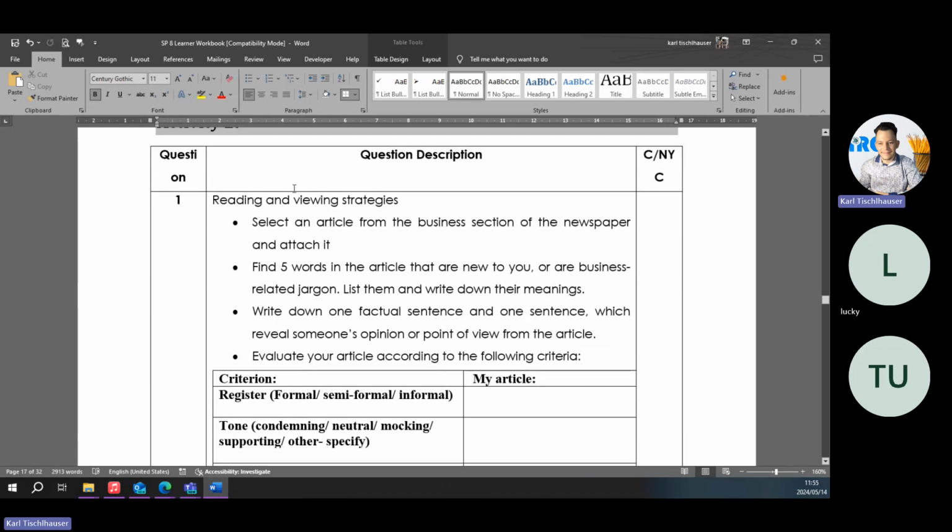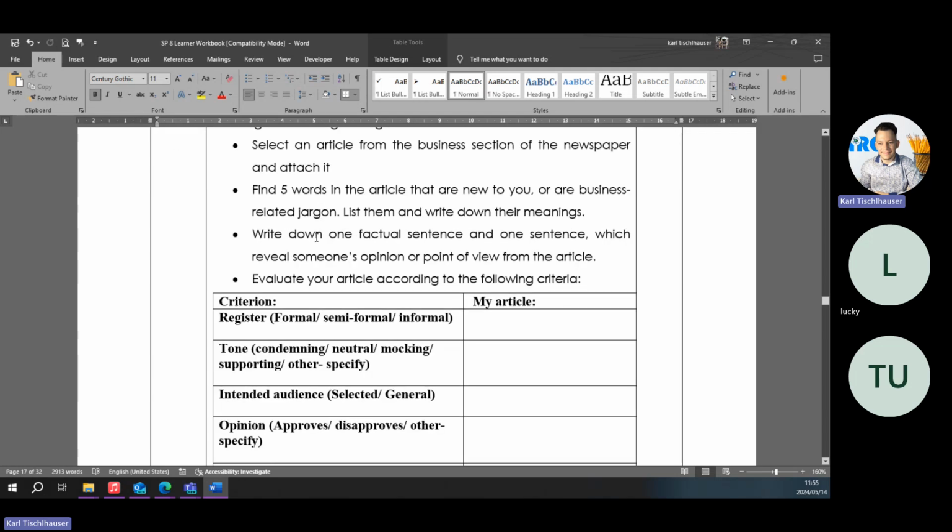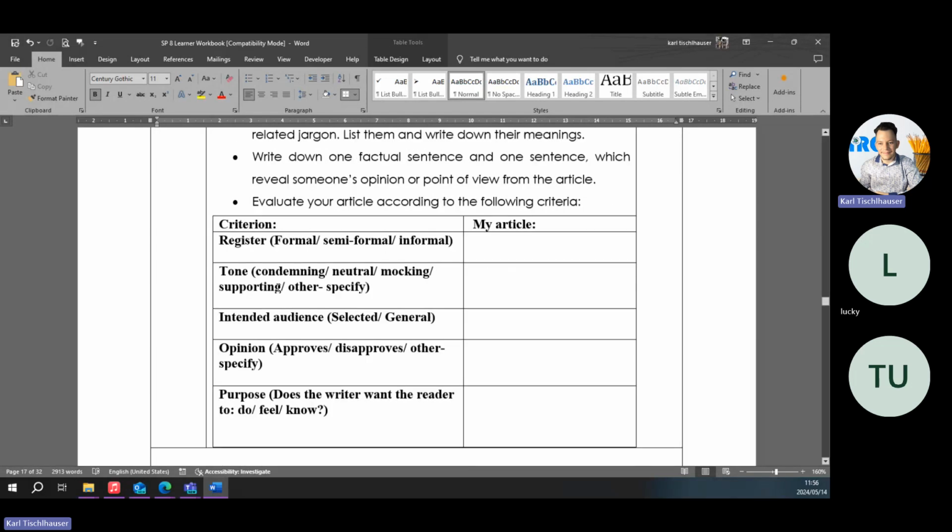Then it says reading and viewing strategies. Select an article from a business newspaper and attach it. Find 5 words in the article that are new to you. List them and write down their meanings. Then it says write down one factual sentence and one sentence which reveals someone's opinion or point of view from the article. Then it says evaluate your article according to the following criteria.